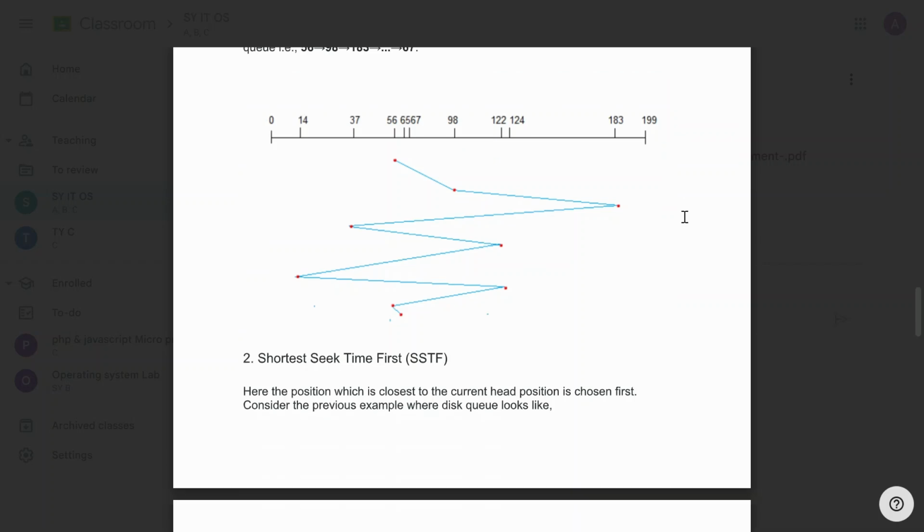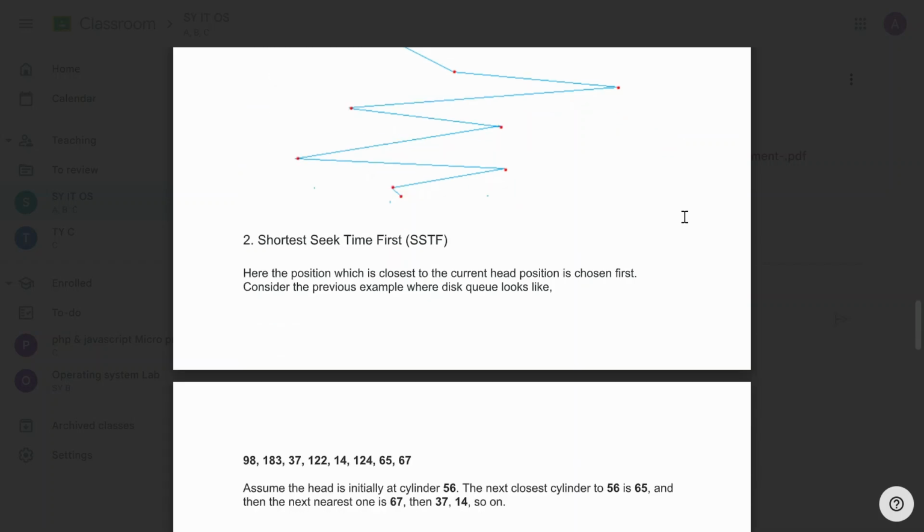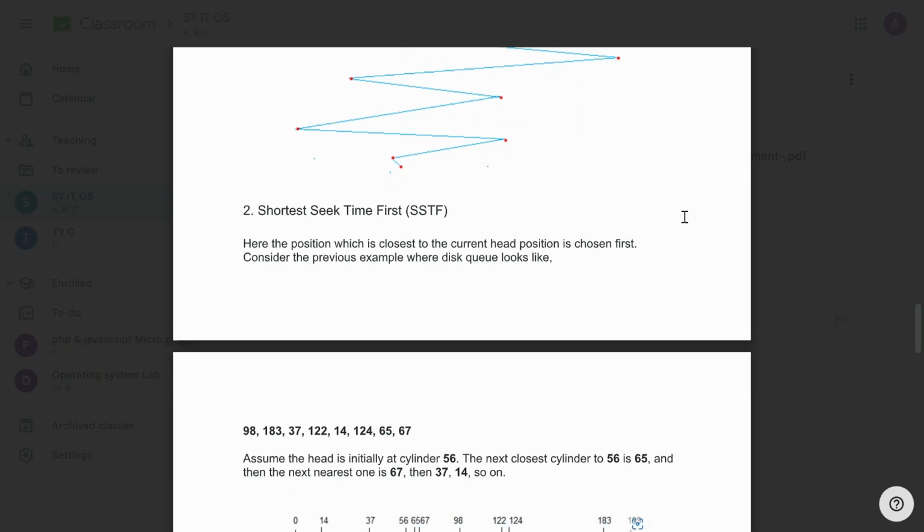The second type of scheduling algorithm is shortest seek time first. Whichever has the shortest seek time, that cylinder will be processed first, meaning data from that particular cylinder we can access first. Here the position closest to the current head position is chosen first, meaning whichever position is nearest is the one we choose. Consider the previous example of the disk queue. In that, the head is initially at cylinder 56.